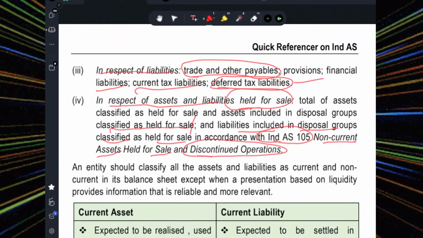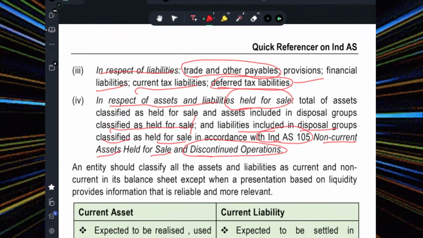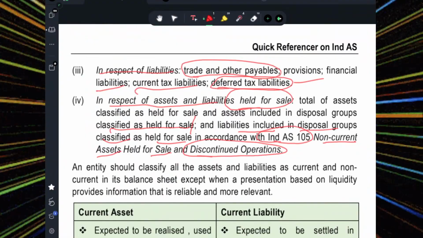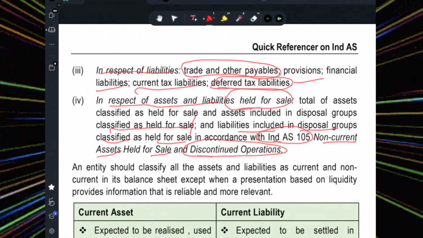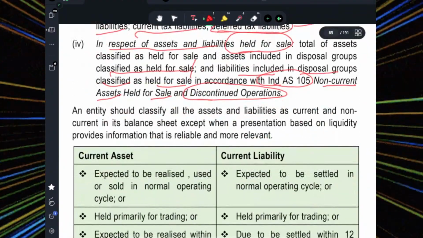I'm pre-closing my lease agreement. That creates a liability as per the contract. That is a liability. These kinds of things are there in non-current assets held for sale and discontinued operations. That has been said.